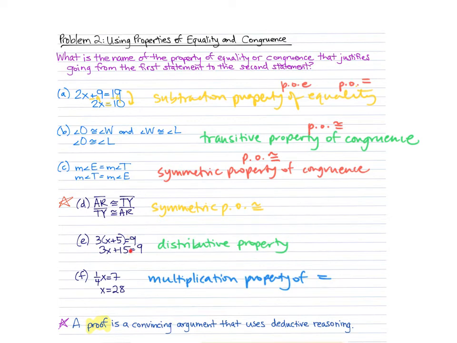Here, this is an equal sign. So you would think it's of equality, but then you notice that's just distributive property. So it's actually just distributive property. It's not of equality or of congruence. I think it's technically of equality, but you can't have one of congruence. But so it's just distributive property. And then F, in order to get X alone, you multiply by 4 on both sides. So then that's the multiplication property of equality since it's an equal sign.